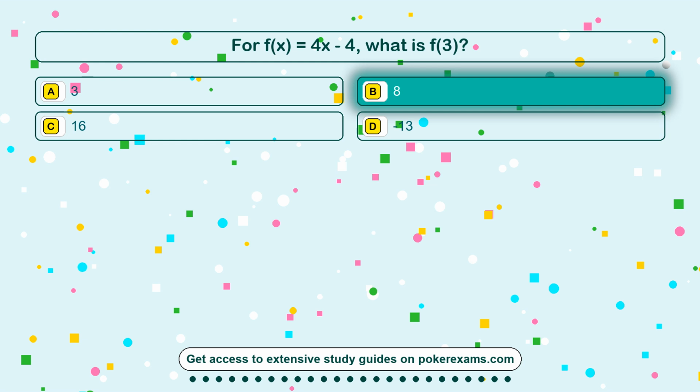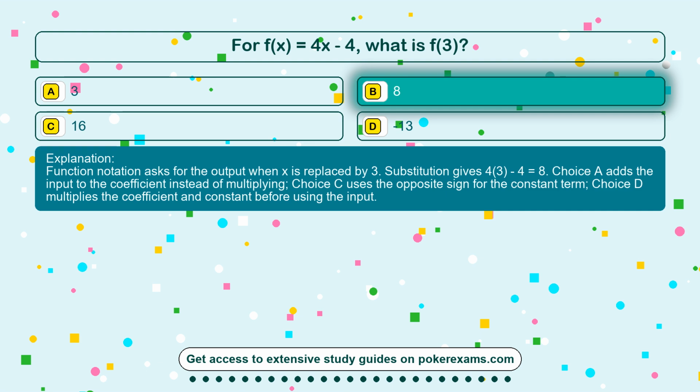The correct answer is option B, 8. Function notation asks for the output when x is replaced by 3. Substitution gives 4 times 3 minus 4 equals 8.